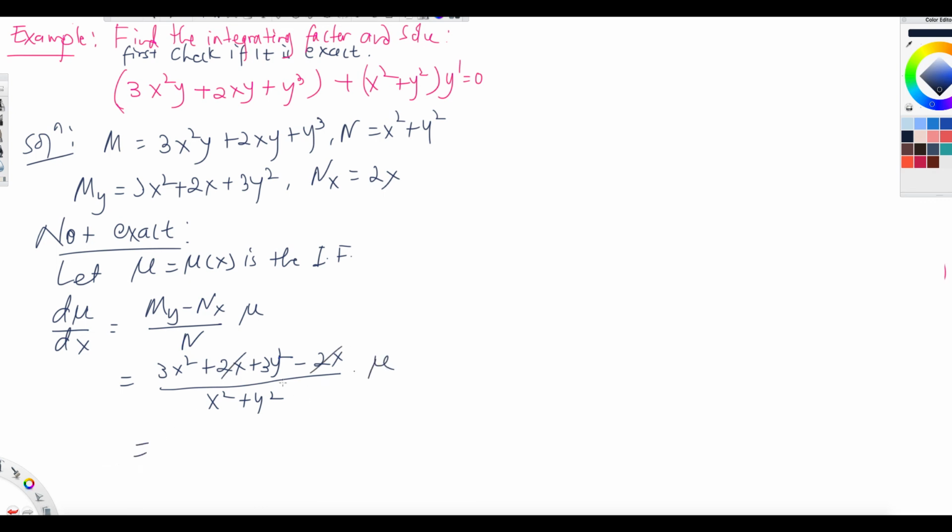That 2x and negative 2x cancel out. What do you get? 3x squared plus y squared, which is nice, because you got x squared plus y squared in the denominator, right? Plus y squared, so you cancel out, so it is 3. So mu is basically the 3.